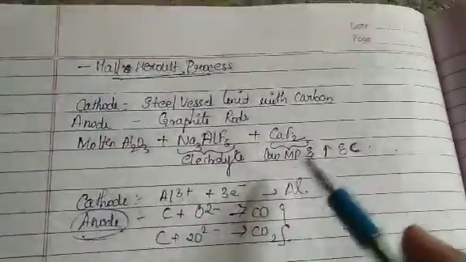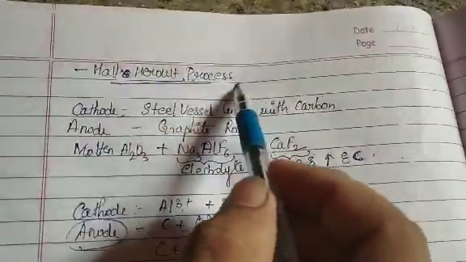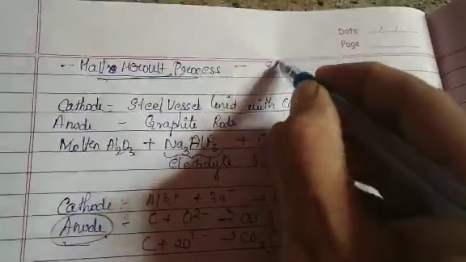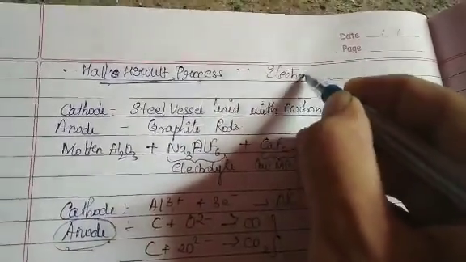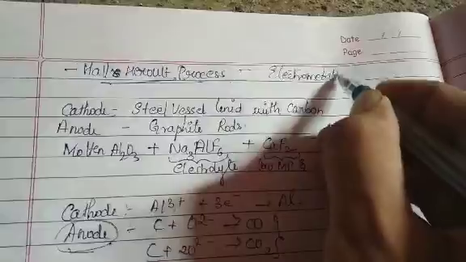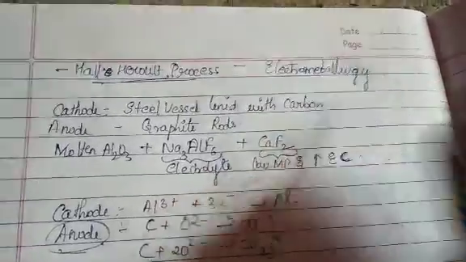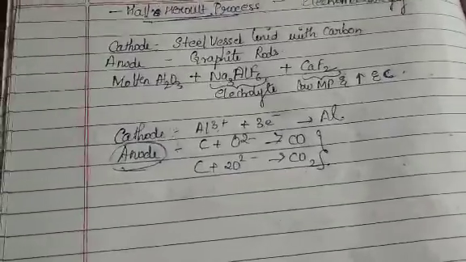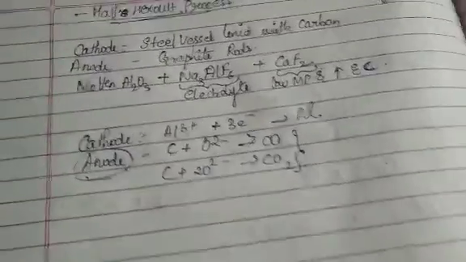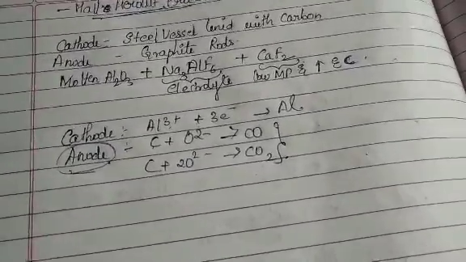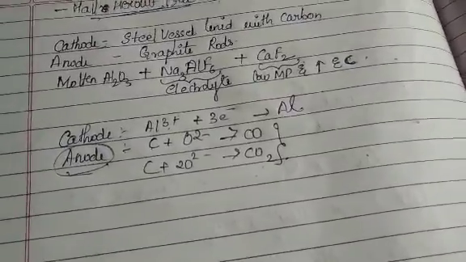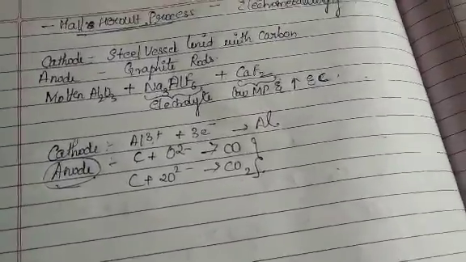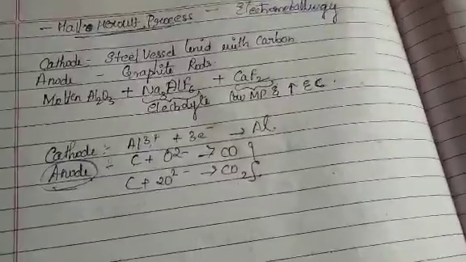So this is the main process of the Hall-Héroult process, which comes under the category of electrometallurgy. Hope it is clear. In our next video we are going to see the extraction of gold by the leaching process, which is also called the oxidation reduction method.